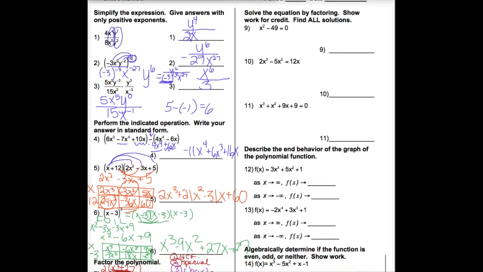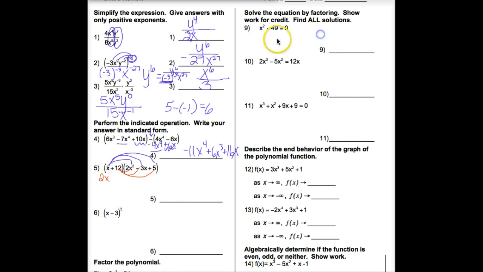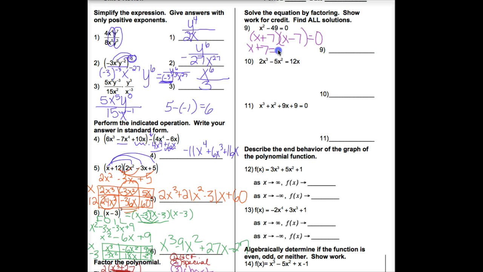Number 9, solve by factoring. So to solve by factoring, I look, there is no GCF, then I look for special products. This is a difference of squares. So x plus 7 times x minus 7. Set each of those equal to 0, which gives me both positive and negative 7 as my answers.